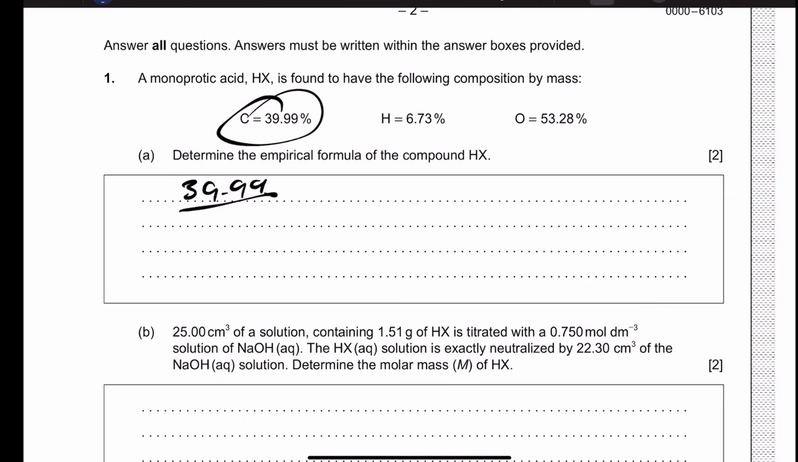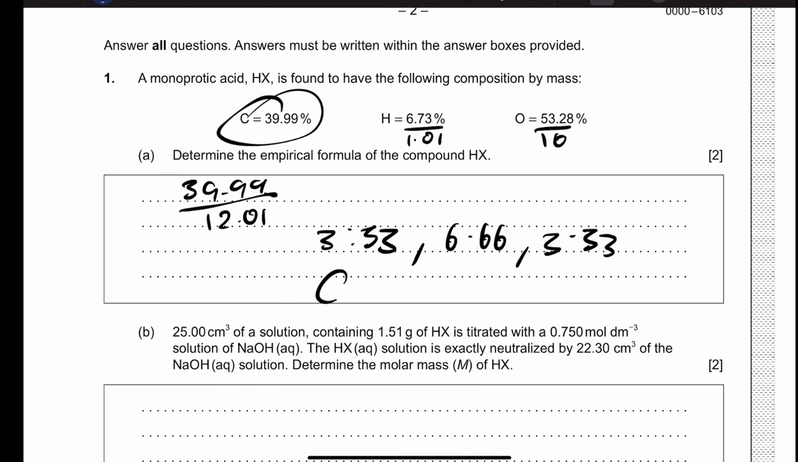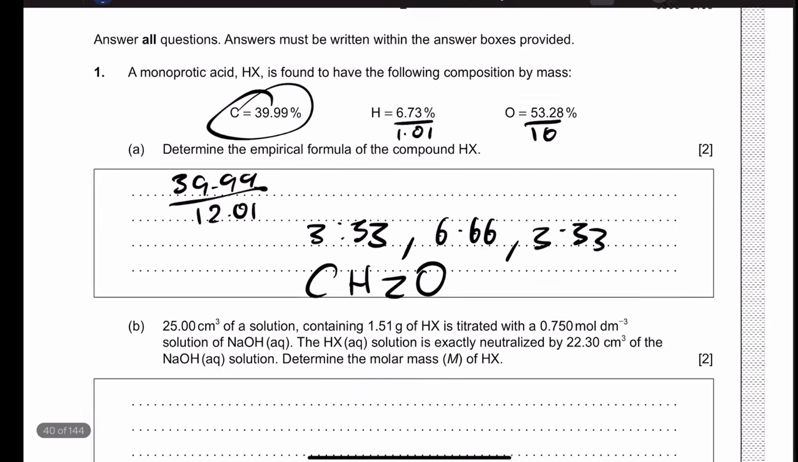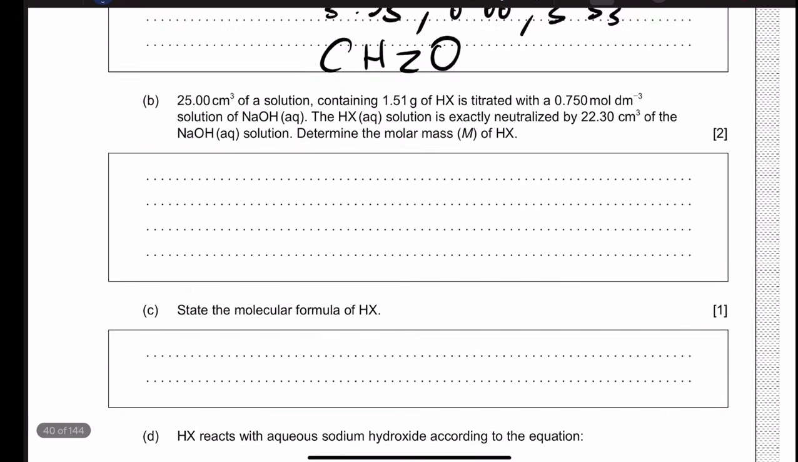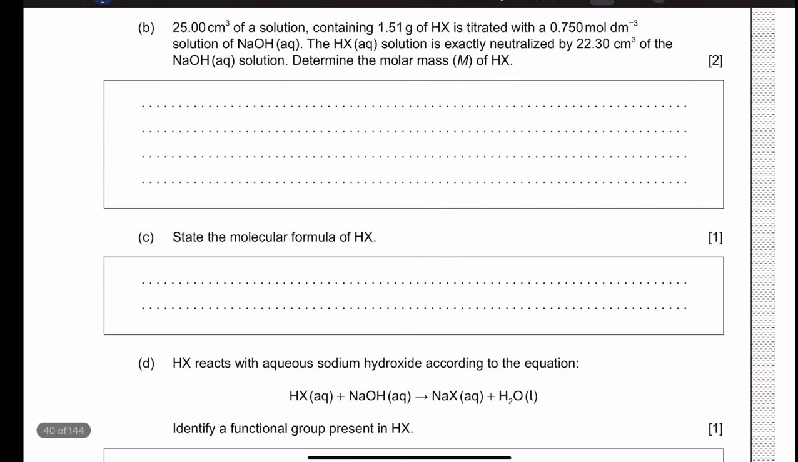So you're basically using that as your mass and then putting that over the molar mass for each of them, so it's 12.01. For hydrogen, you'd be doing that over 1.01, oxygen over 16, of course, and you get 3.33 moles, 6.66, and 3.33, and that gives you CH2O, right? Again, if you don't understand this, just refer to the standard level video, but I'll just explain it quickly.